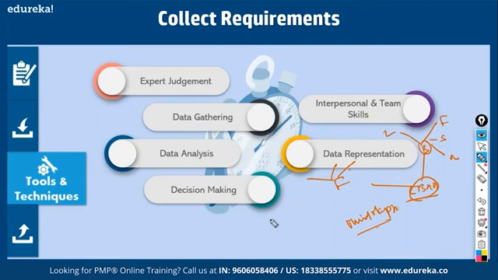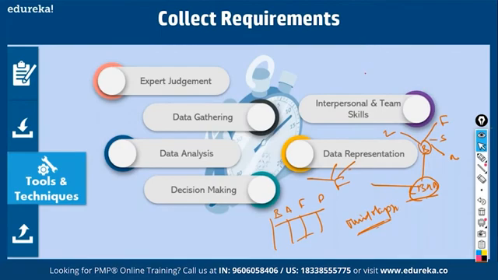Once you get all this data, you put them in some sort of homogeneous groups: all ideas relating to books, all ideas relating to audiovisual equipment, all ideas relating to furniture, all ideas relating to parking space. That is called affinity diagramming. You come up with mind mapping and affinity diagramming as data representation.